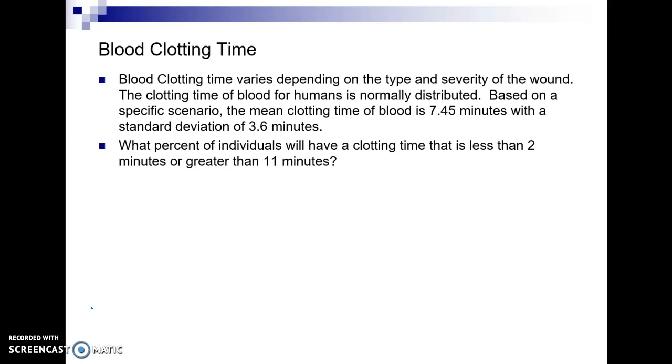So back to our problem. Keywords that help us to solve this problem is that it is normally distributed. So that to me means that I am going to use a normal curve. So I draw myself a bell-shaped curve and I put in the horizontal axis. I divide that directly in half. I know that in the middle is where the mean is located, and we're told the mean here is 7.45 minutes.